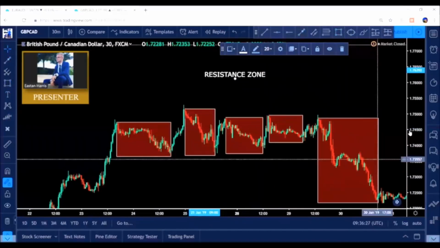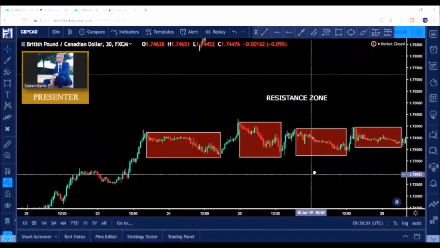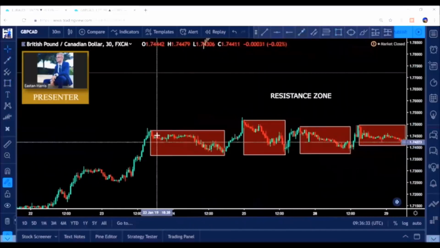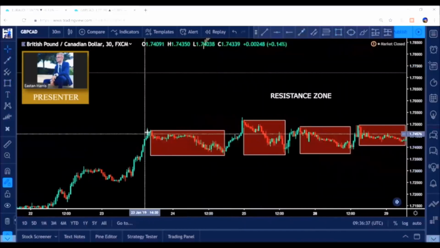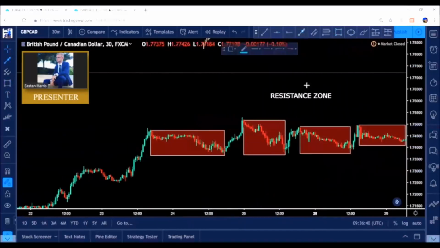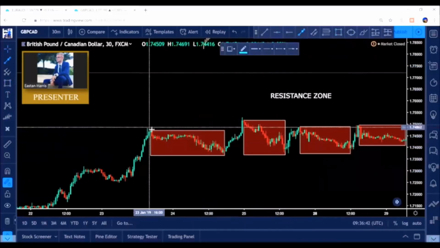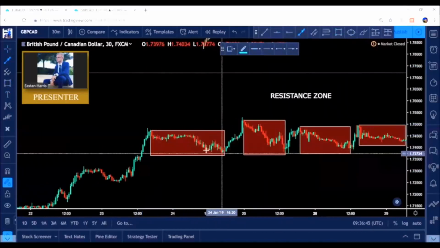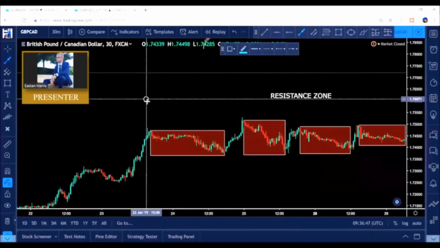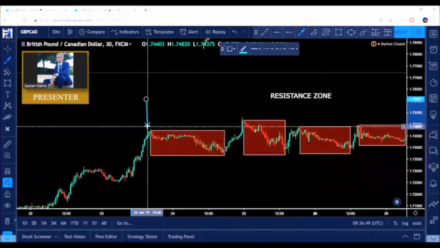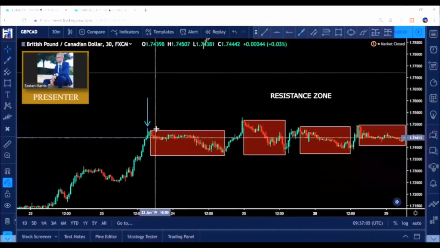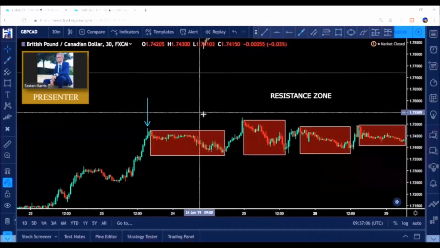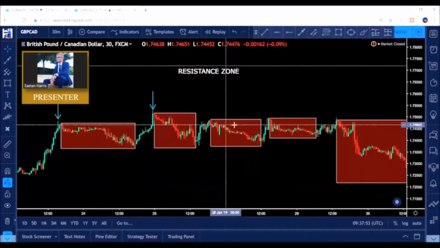So if we come in here, and we zoom in a bit, this move, where does this move originate from? What is the highest point that price went before it kicked in to this bearish move? And that point is this wick right here. This wick is going to be where this bearish move originated from. Where did this move originate from?